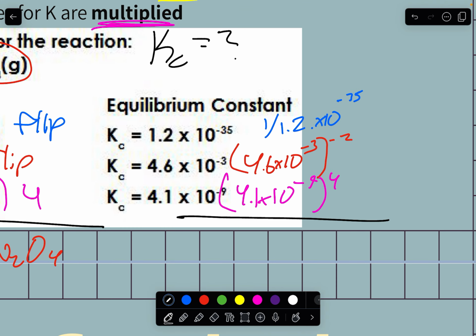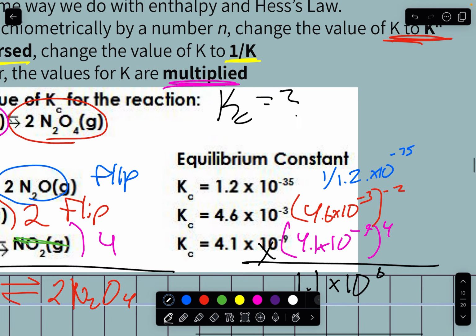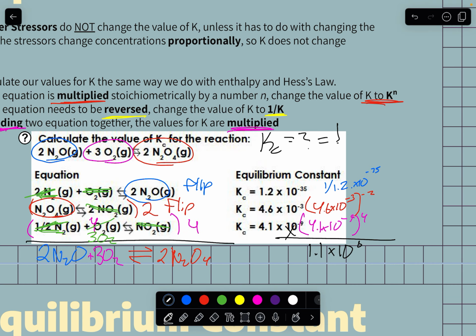And remember, instead of adding here, we're going to multiply these. So we're going to do 1 over the 1.2 times 10 to the -35 times 4.6 times 10 to the -3 to the -2 power times 4.1 times 10 to the -9 to the 4th power. All right. And if we do the 3 of those, we should get 1.1 times 10 to the 6th. Okay. So our Kc for our overall reaction is equal to 1.1 times 10 to the 6th power.